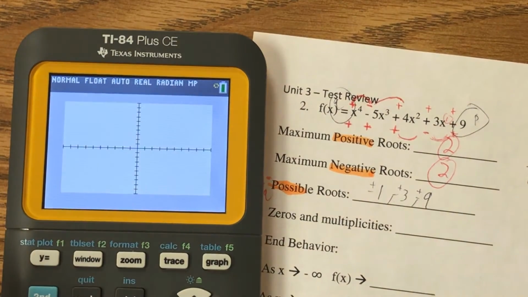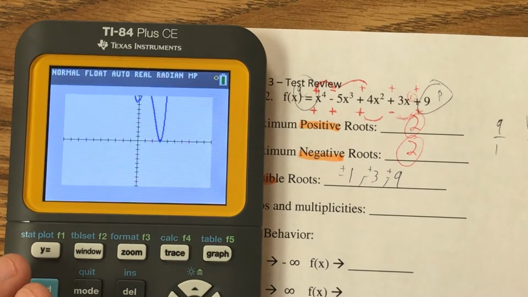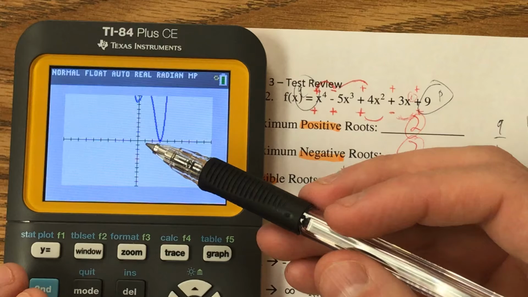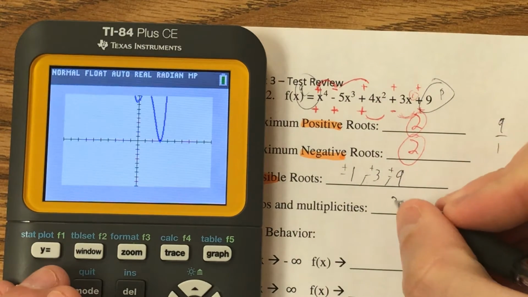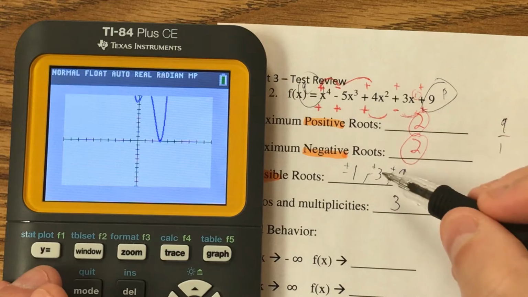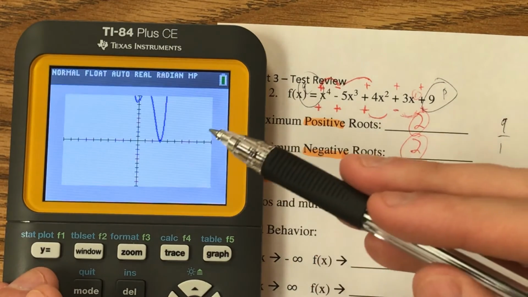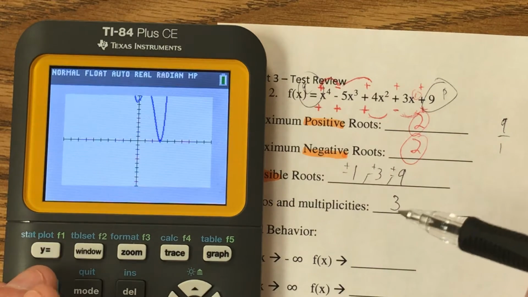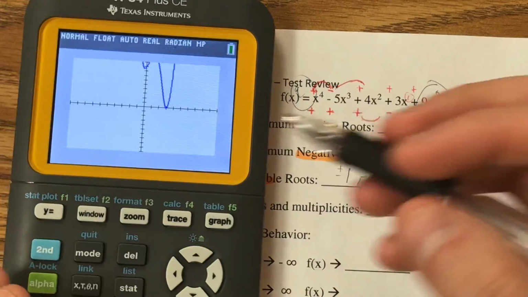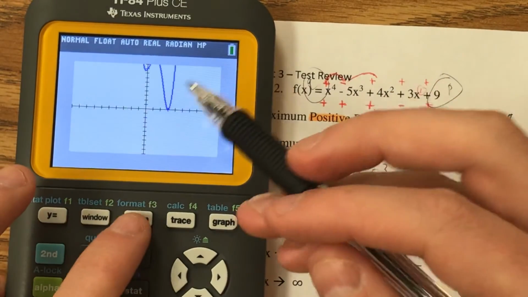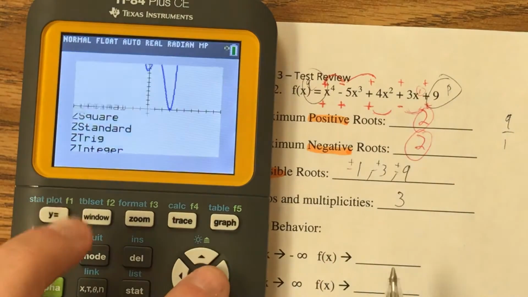And I'm going to look to see if there's anything that it obviously goes through, and it goes through 3. Looks like it definitely goes through 3. And sure enough, 3 was the possibility, right? It doesn't go through 1, it's not going through 9, so it's definitely a 3 that it goes through. More importantly, you don't have to zoom in here, but I'm going to, just to show you.